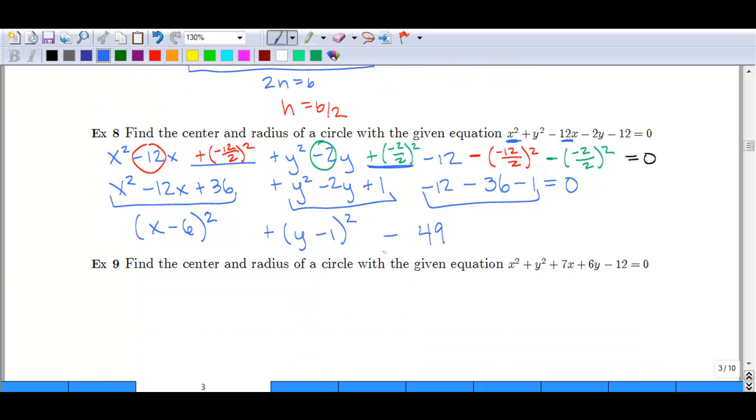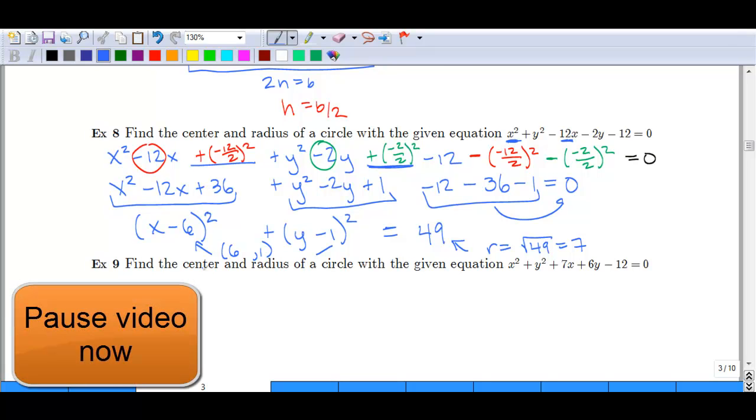Now that we have all of that, we're going to move the 49 to the other side, so this is equal to 49. And now we have our center, because our x coordinate is 6 and our y coordinate is 1. And we have 49 over here, so r is the square root of 49, which is 7. I want you to take a second here and look everything over. Again, we're adding and subtracting the same thing, so we're essentially just adding 0, but we're doing it so that we can get a perfect square and get things in the form we need for a circle. So I want you to pause the video here and try this last example.